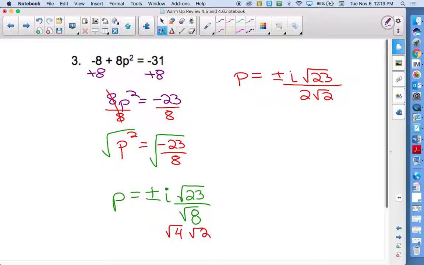So finally, we have to get rid of that square root that's in the denominator. It's the square root of 2. So top and bottom need to be multiplied by the square root of 2. We cannot have a square root in the denominator. It's considered unsimplified, so we need to rationalize it.